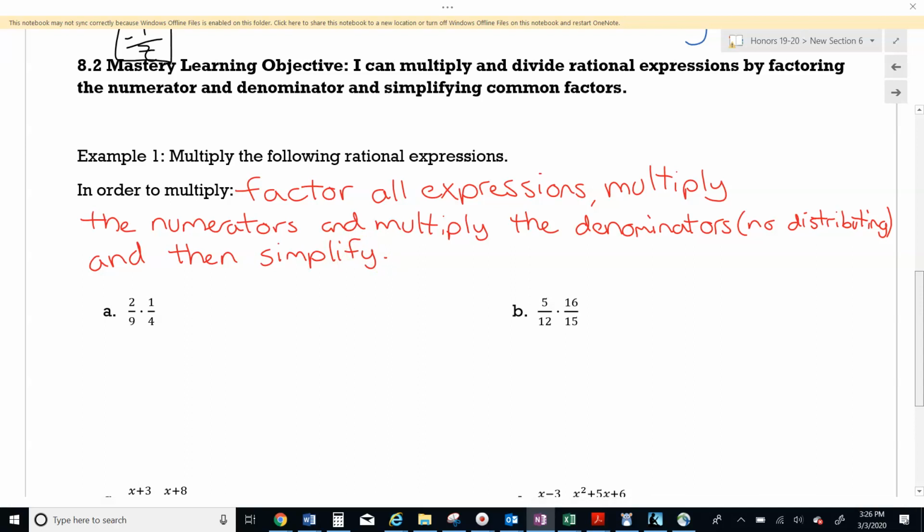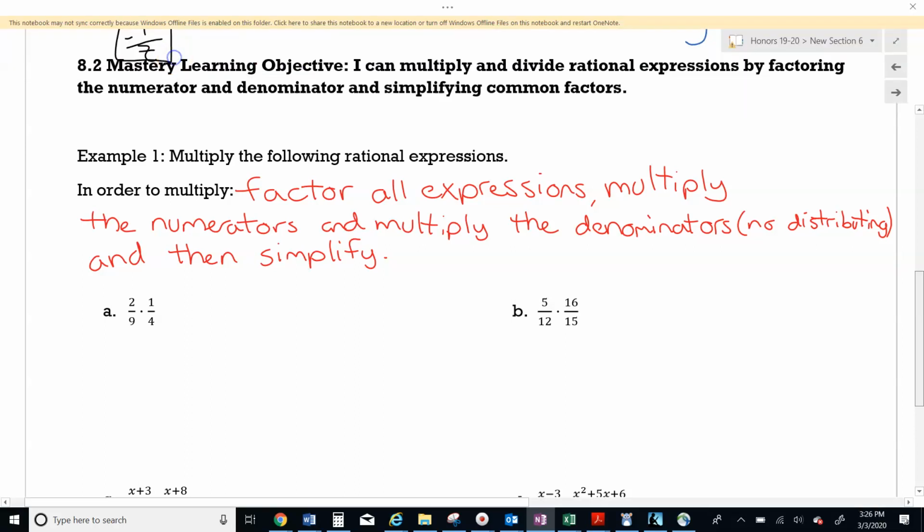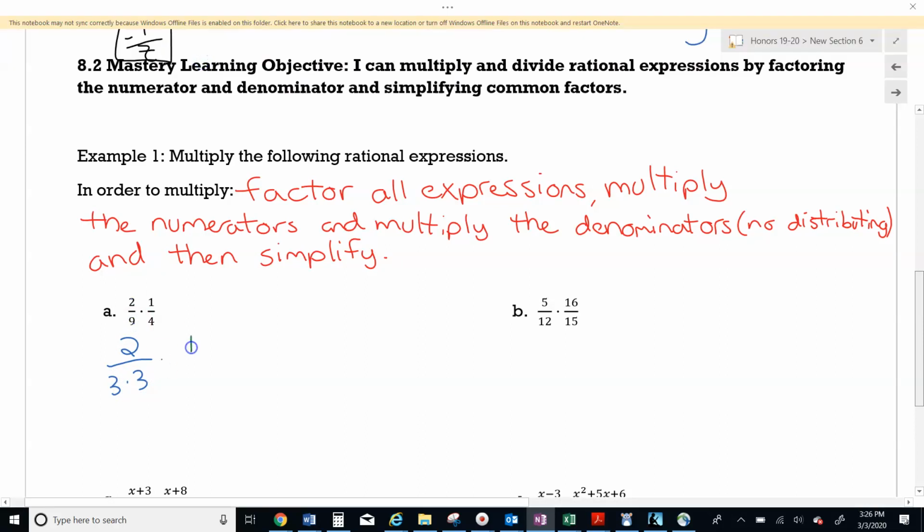So like before, I'm gonna break it down with real numbers first. Sorry, my throat is going. Before we get into expressions. So like 2 over 9 times 1 over 4. The first thing I have to do is factor all expressions. So this 2, there's nothing that divides into 2. 9 can be 3 times 3. And then I have times 1, and 4 can be 2 times 2.